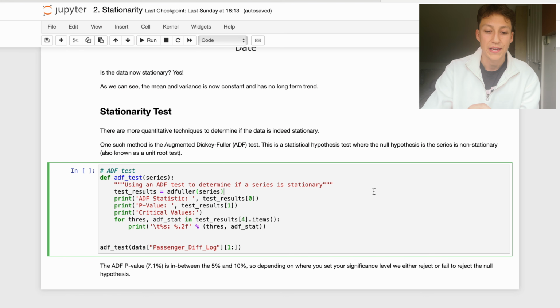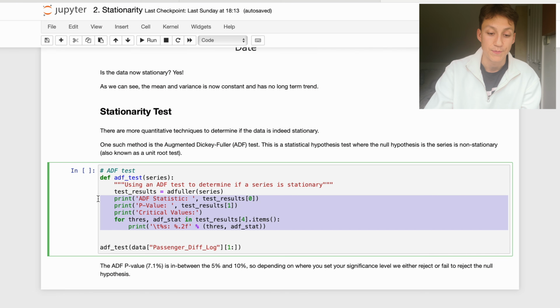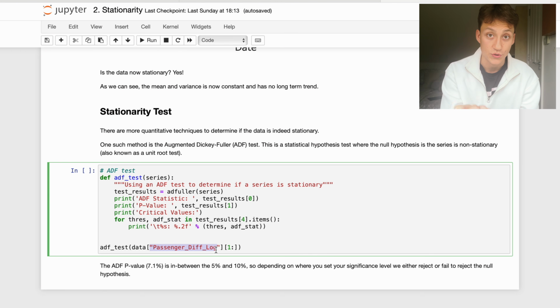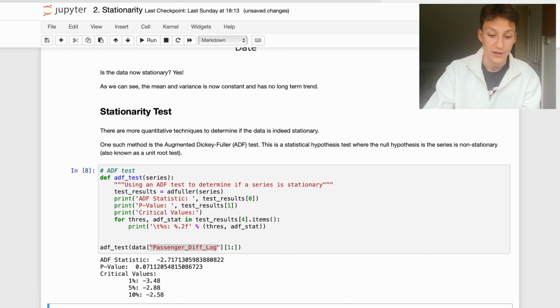Now, the way we apply the test is we simply call the Dickey-Fuller function, which I got from SciPy, and we just apply it on our series, and then we can print the results and analyze them. So that's exactly what we're going to do. I'm going to pass in my passenger diff log, so basically the time series that we've log transformed and differenced, which we deem to be stationary, into this function, and this is what the results will look like.